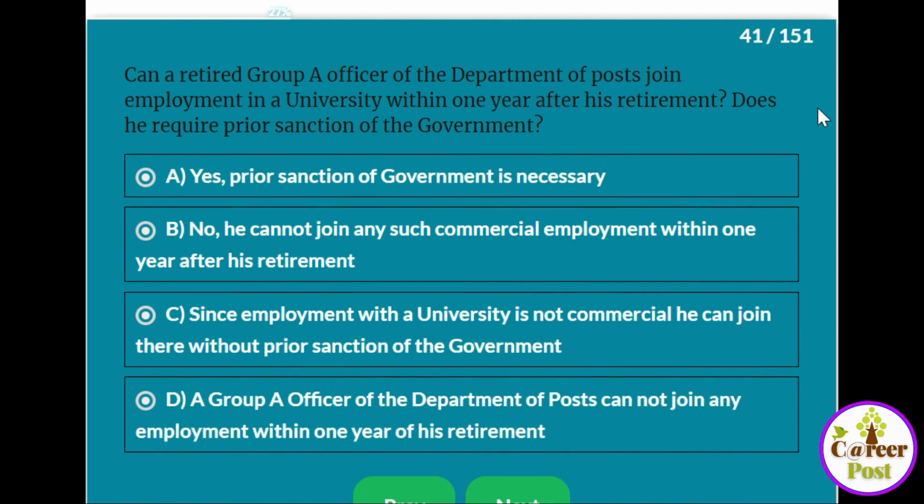Yes, prior sanction of the government is necessary. No, he cannot join any commercial employment within 1 year after his retirement. Since employment with university is not commercial, he can join there without prior sanction of the government. A Group A officer of departmental post cannot join any employment within 1 year of his retirement. The answer is C.